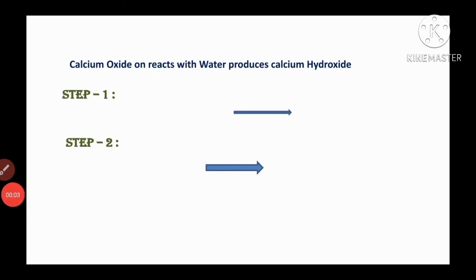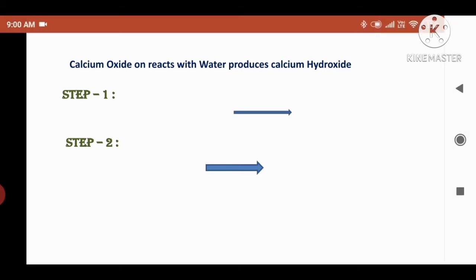Let us know how to write a chemical equation. Here one reaction is given: calcium oxide reacts with water, producing calcium hydroxide. Before writing the equation from the reaction, first of all you need to identify what the reactants are and what the products are. Calcium oxide and water are involved in the reaction, and calcium hydroxide is the new product which is produced.